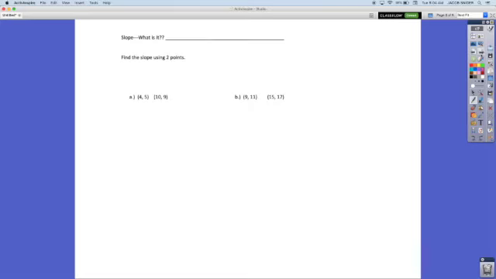I'm going to write over here just so I have a little room. y2 minus y1, over x2 minus x1. Okay? There's our slope formula. This is how we find slope. Copy that for me. And I'll talk about what that means in just a second.